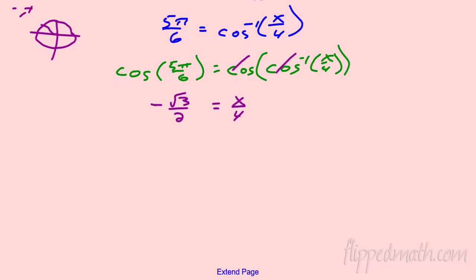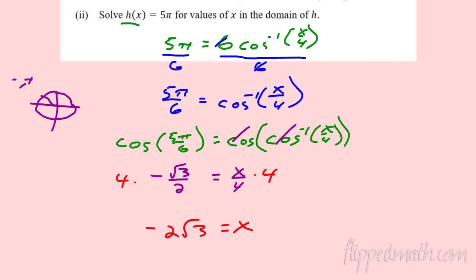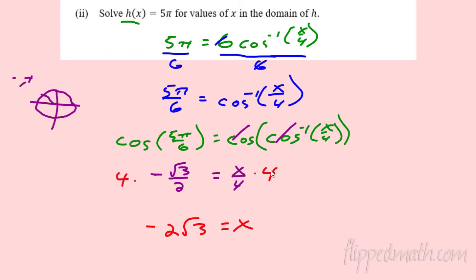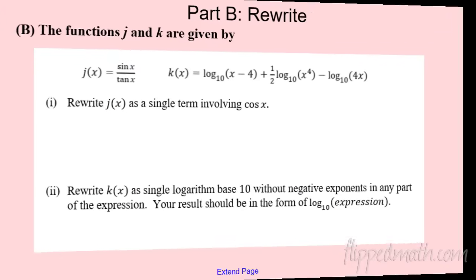I'm going to clean this up here. I want to get x by itself, so I need to multiply both sides by 4. Those are going to cancel, and I'm going to be left with negative 2 radical 3. That is a fantastic answer. I am good to go here. So I showed all my steps, I didn't go too crazy oversimplifying, and got a nice answer. That's part A. We're just going to set it up and solve it using our rules. Love it. All right, let's take a look at part B.